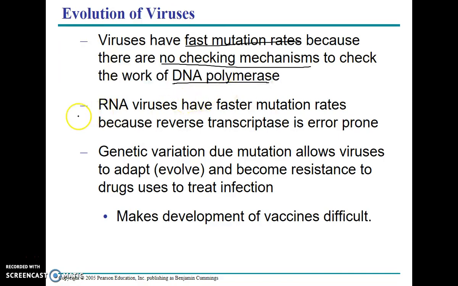Now, RNA viruses, okay, have even faster mutation rates. Okay? That's because reverse transcriptase is even more error-prone than DNA polymerase. So there are more mutations that are passed on and not fixed. That's why it's extremely hard to get a vaccine or drug that works to treat all strains of the HIV virus. Because they have this enzyme that makes a lot of mistakes, they have a lot of mutations, which allows them to adapt, okay, and become resistant to the drugs that we use to treat the infection.